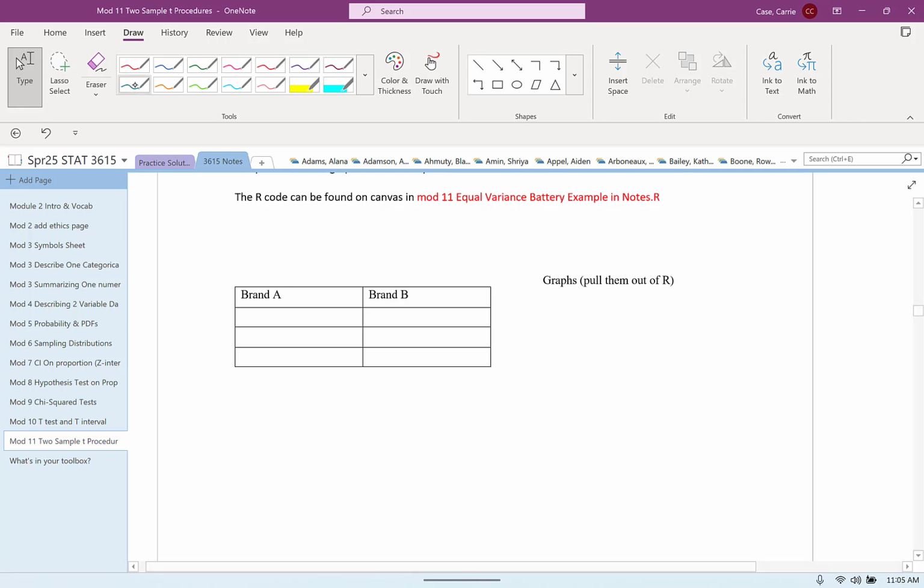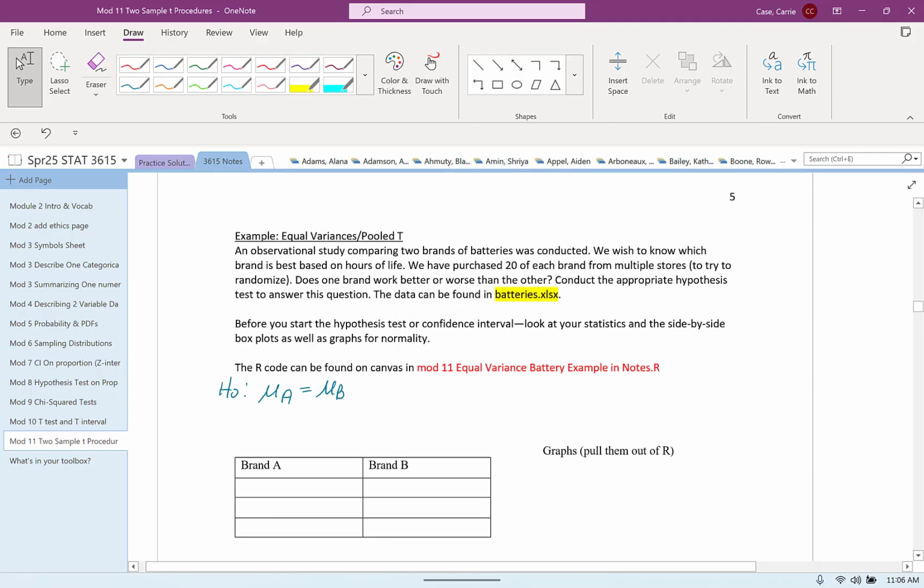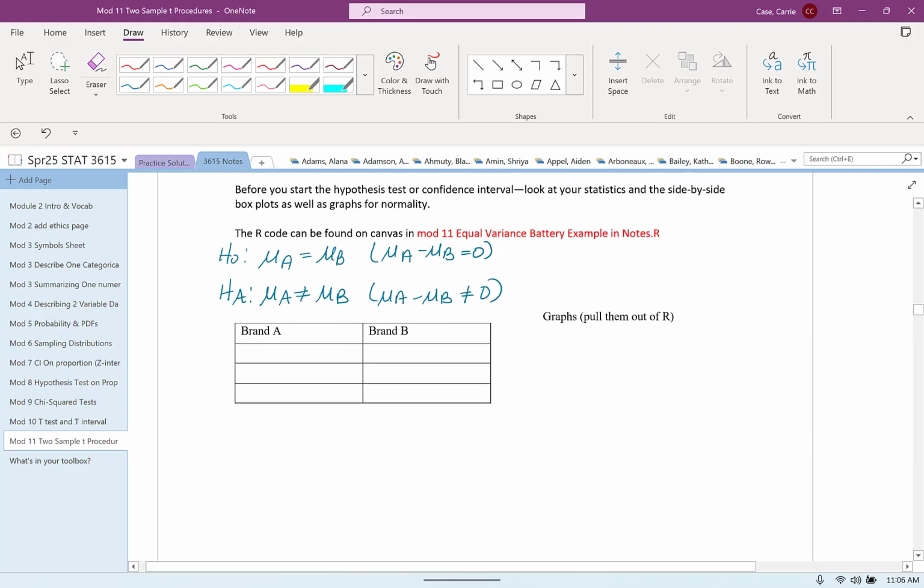So our hypotheses, we're just going to write these down. Our hypotheses are going to be the mean of battery A is equal to the mean of battery B. And we are interested in if they work better or worse. So the alternative is that the mean of battery A is not equal to the mean of battery B. And we could have written this as a subtraction statement. So mu A minus mu B is equal to 0 for the null. And the alternative would be mu A minus mu B is not equal to 0. Your choice which way you write those.